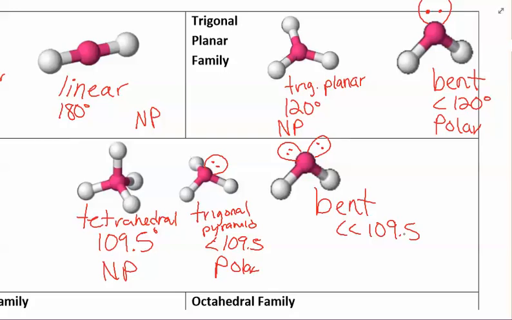So in reality, a trigonal pyramid is about 107. A bent is about 104. So this is smaller than this, and this is smaller than this. Okay, so bent has the smallest bond angle of all of them, and it is also polar. Again, I want you to know tetrahedral 109.5.